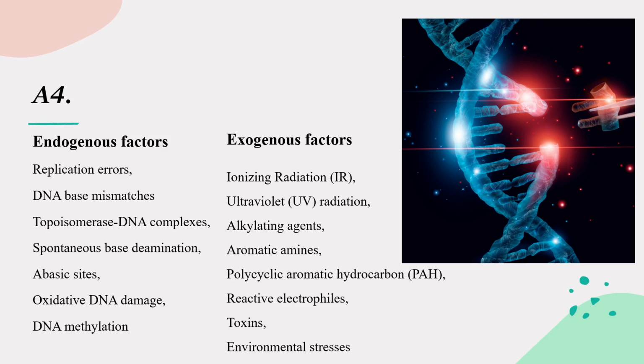If we move to exogenous factors, it might be ionizing radiation or ultraviolet radiation. How ultraviolet damages the DNA and how it will be repaired, we'll be discussing in our next slide. And alkylating agents, aromatic amines, polycyclic aromatic hydrocarbons, reactive electrophiles, toxins, and environmental stress are coming from outside, not inside the cell. That's why it is called an exogenous factor.